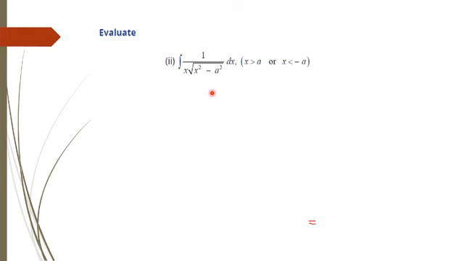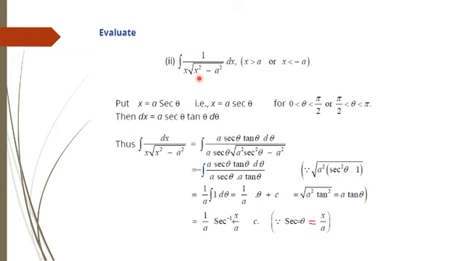Another example: 1 over x times the square root of x square minus a square. In x square minus a square, the variable comes before the negative sign, so replace x with a secant theta. Taking the differential, dx is equal to a secant theta tan theta d theta. Replace the values, taking a common. We know that square and square root cancel out. Secant square theta minus 1 is tan square theta. Also the square cancels with the square root, and we have only a tan theta.